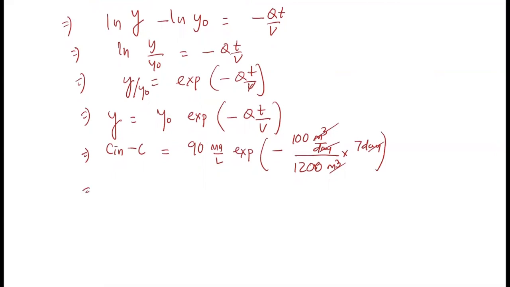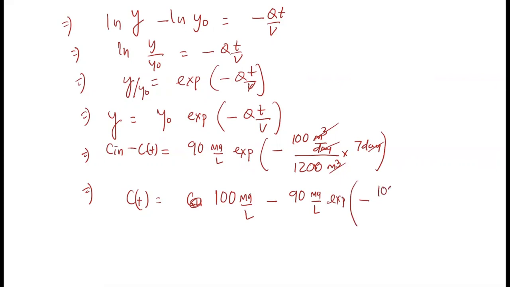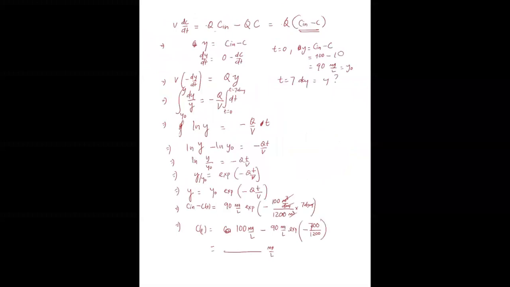So I asked what is C at T, that's the one we are asking. If I arrange it, that will be C in, which is what's coming in at that time, 100 milligram per liter, minus 90 milligram per liter times the exponential of minus 700 divided by 1200. Whatever that number is, you can solve it. So that answer would be that number in milligram per liter. So again, what we did is we solved the mass balance equation, just the integration, so that's the calculus. All right, that's all.